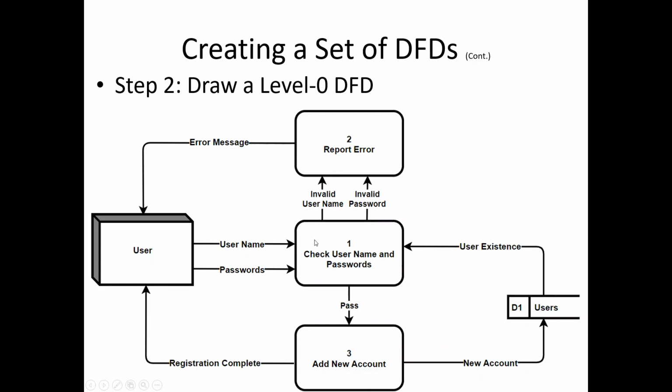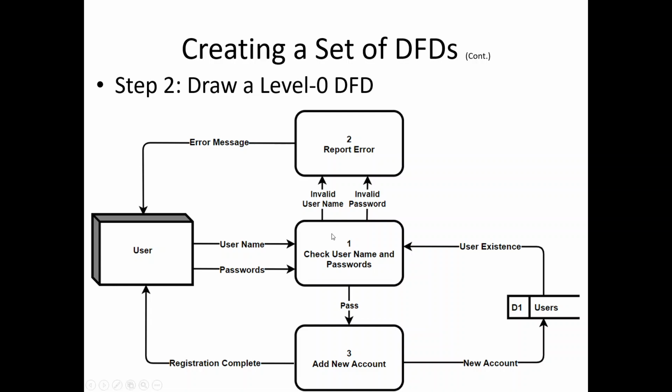The validation process has 3 outputs. First, if both username and passwords are valid, a pass information is sent to process 3. Process 3 then adds the new account to user's data store. Also, it sends to the user registration complete information.